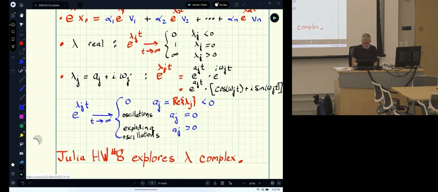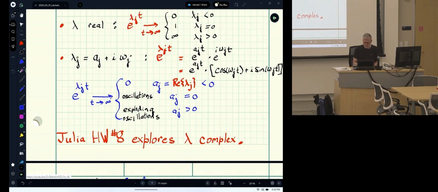And so once again, when lambda is real, it's very easy to understand. Lambda negative, we get decaying. When the eigenvalue is complex, it has a real part and an imaginary part. The imaginary part gives us the cosine and sine from Euler's formula. So this is where the oscillations come from.